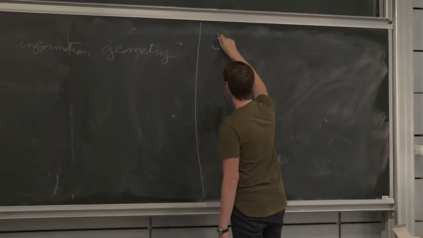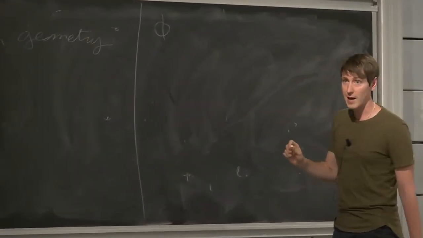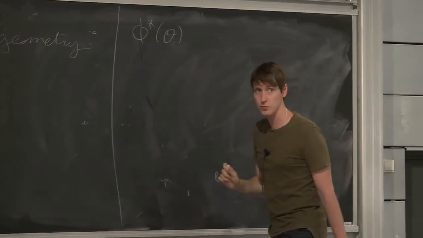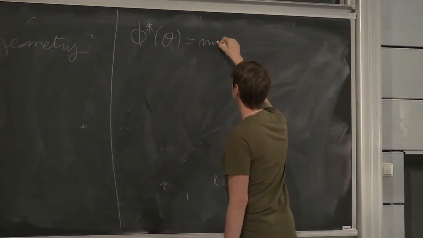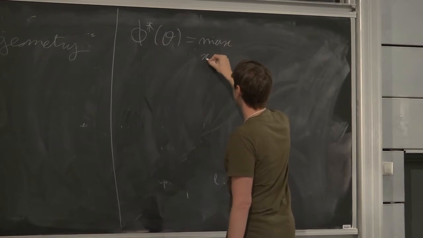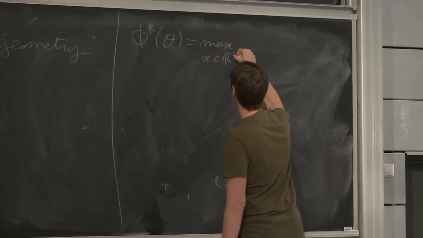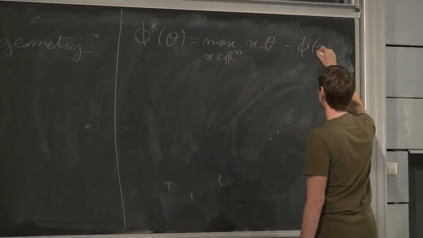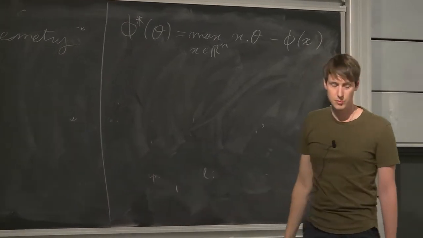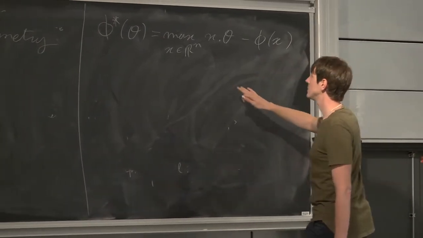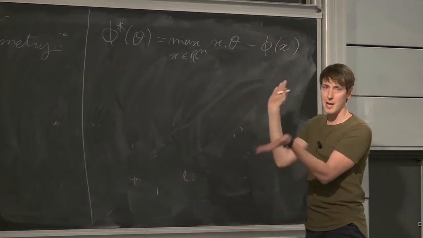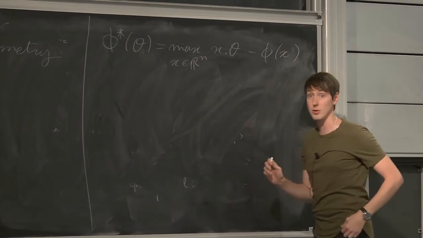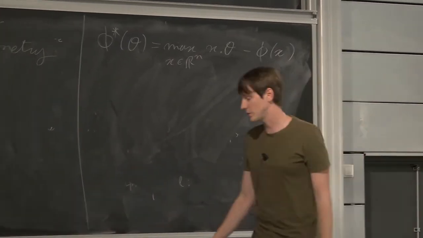So let me just remind you that if you have a convex function phi, the Fenchel dual phi star of theta (I'm going to write theta for dual variables) is just the maximum over all x in R^n of the inner product x dot theta minus phi of x. There are many ways to see this. I'm taking the maximum of a bunch of linear functions with a certain offset which matches the phi function. So this is the definition of a Fenchel dual.